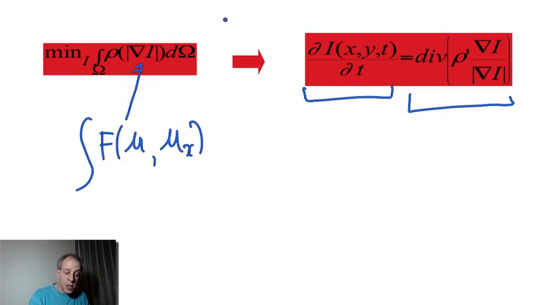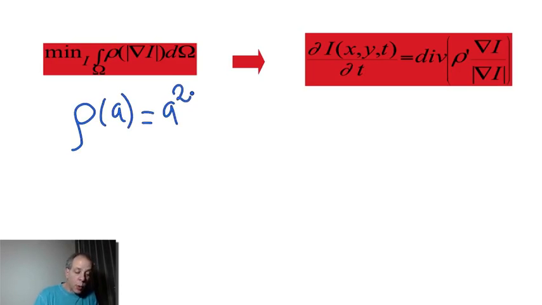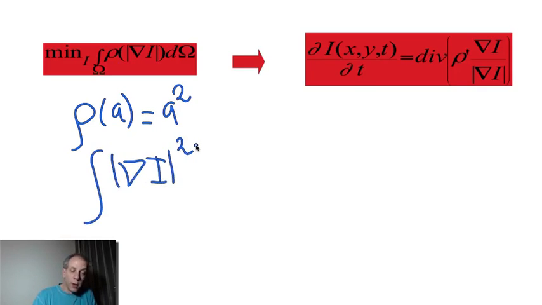So once again, this is just by doing the Euler-Lagrange that we learned in the previous video. Let's just pick a couple of examples of this rho function to show how nice this is. For example, let us consider rho of a to be a squared. So here I'm trying to minimize the magnitude of the gradient square.